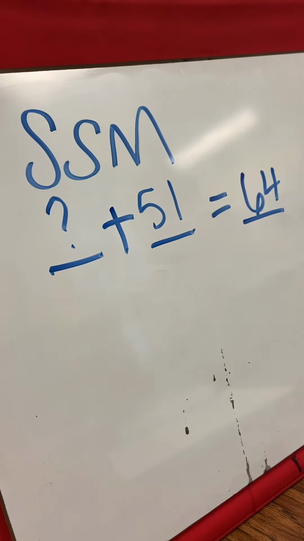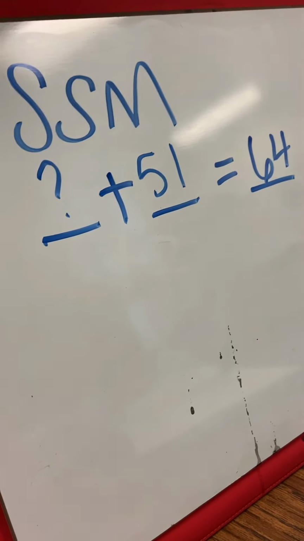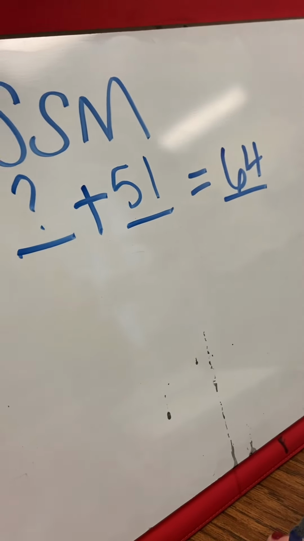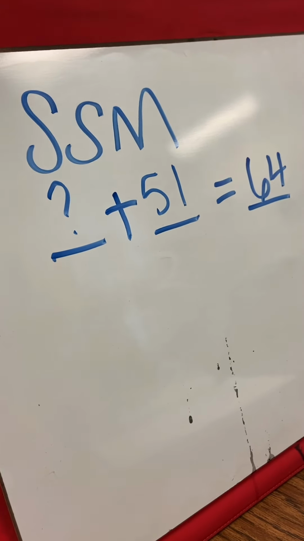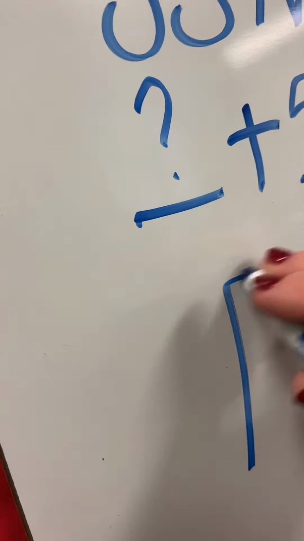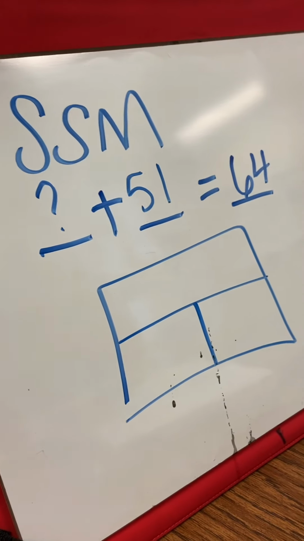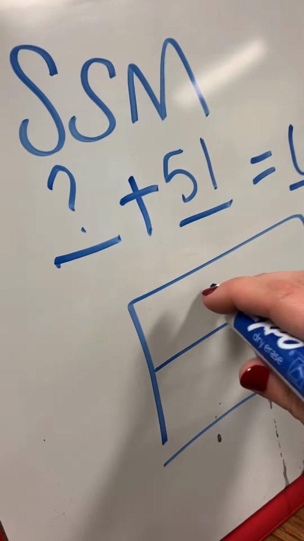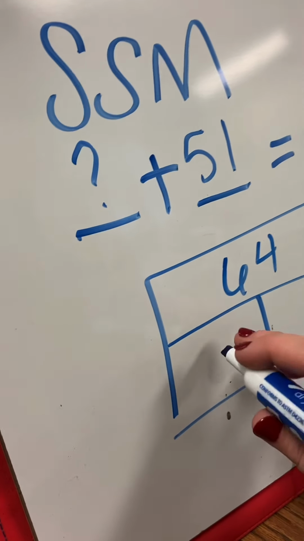And the thing that I want the students to see is all the different equations that you can make once you have this equation, because it's easier to solve when the result is the unknown part. So we can take this equation and put it onto an upside down part whole mat or something like a strip diagram. And so I'll ask them, what's the whole? The whole is 64. Do we know one of the parts? Yes, 51.